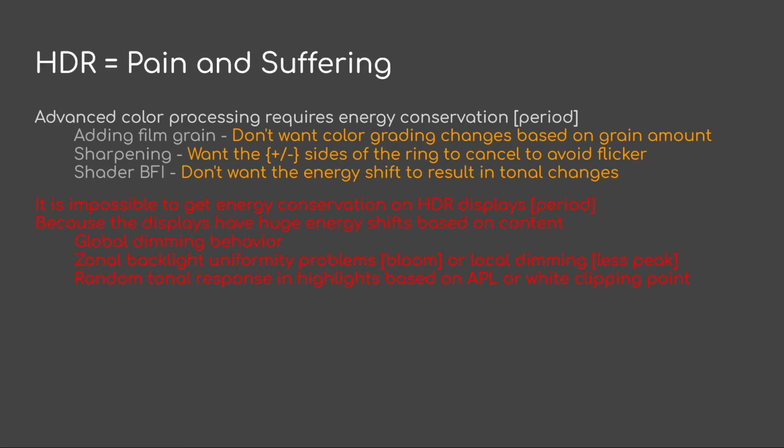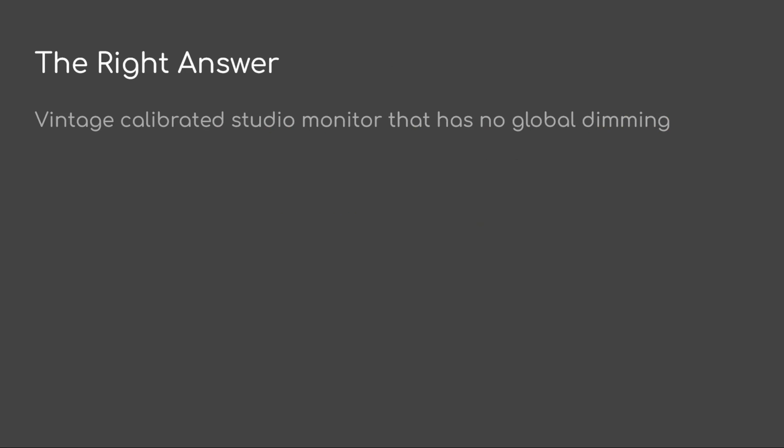Note, advanced color processing requires energy conservation. If you add film grain, you don't want the color grading to change based on how much grain you added. If you're sharpening, you want the positive and negative sides of the ring to cancel to avoid temporal flicker. That means they have to be energy conserving. If you're doing shader BFI, you don't want the energy shift to result in tonal changes. It is impossible to get energy conservation on HDR displays, or at least in HDR modes, because the displays have huge energy shifts based on content. I was showing 3 cases in the prior slides. The right answer: we want a vintage calibrated studio monitor that has no global dimming.